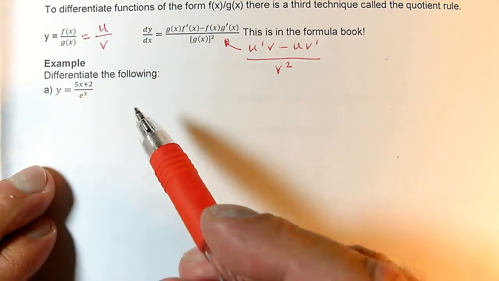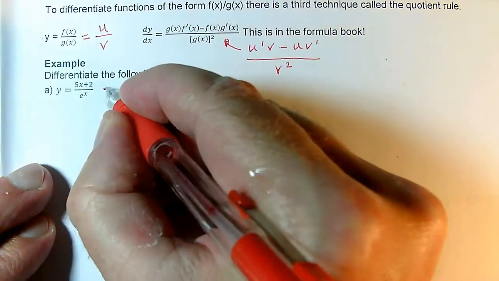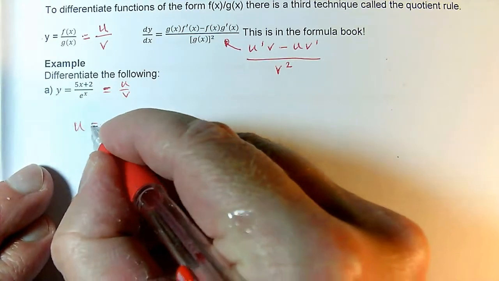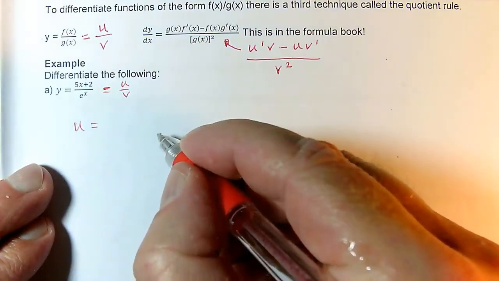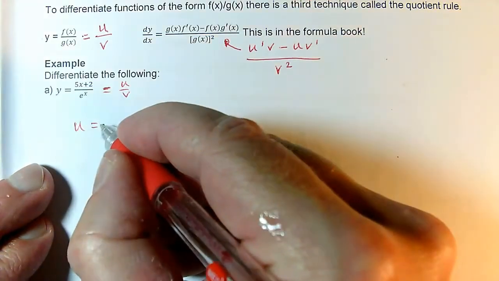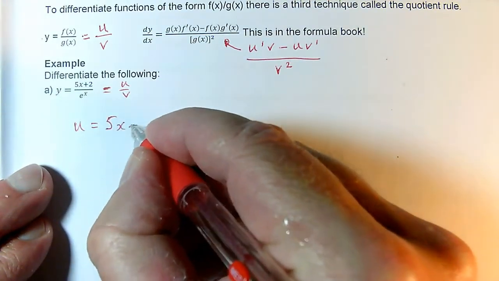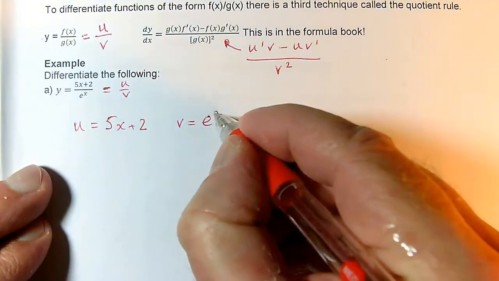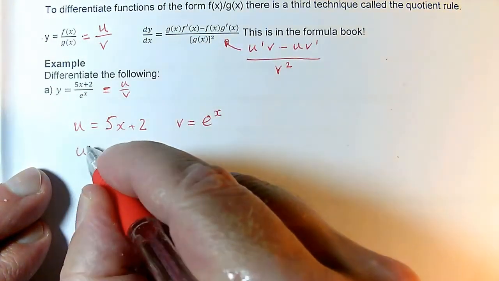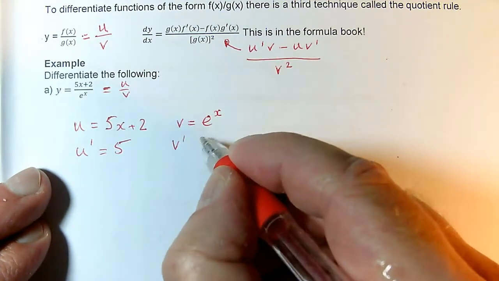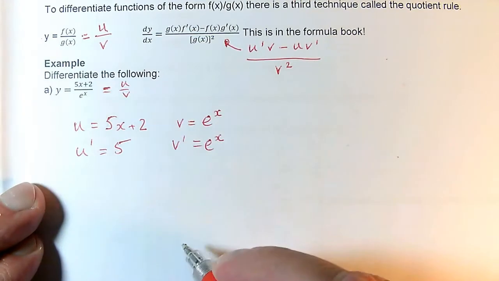Okay, so let's apply it. So this is my y, so this is going to be u over v. So therefore, I've got a u. Now this time, with the product rule, u and v, the order didn't matter. The order does matter from now on. U has to be the top, which is 5x plus 2. V has to be the bottom, which is e to the x. But now this should remind you of the product rule. U dashed is, differentiate this, we get 5. V dashed is, differentiate e to the x, we get e to the x again.